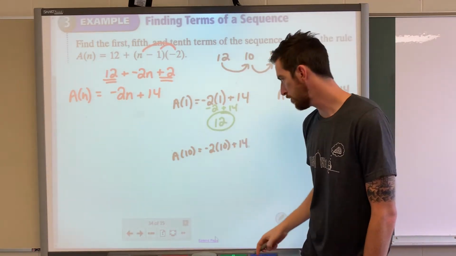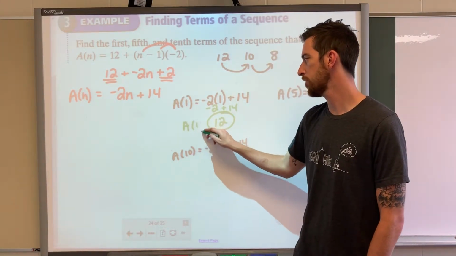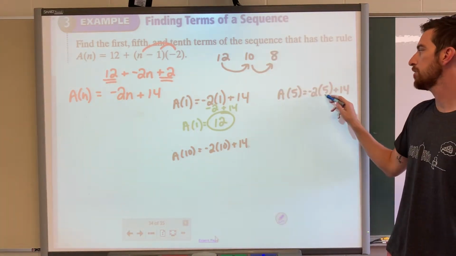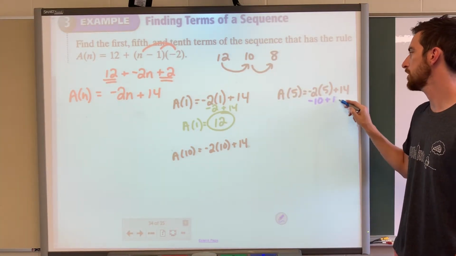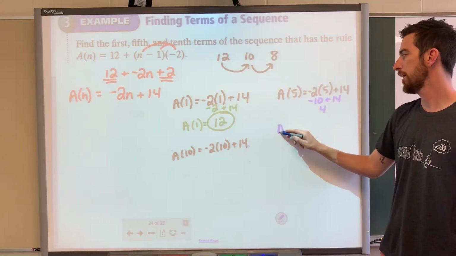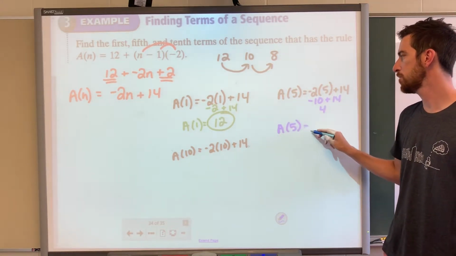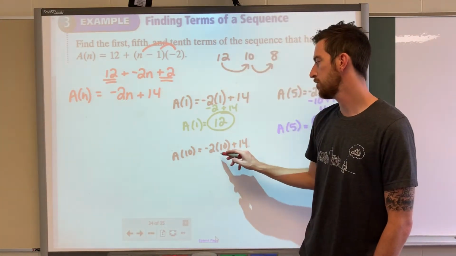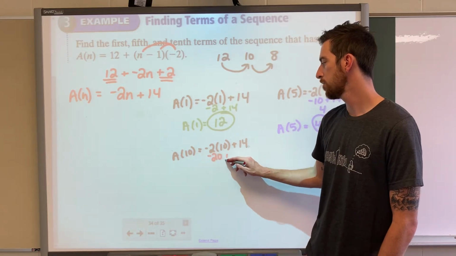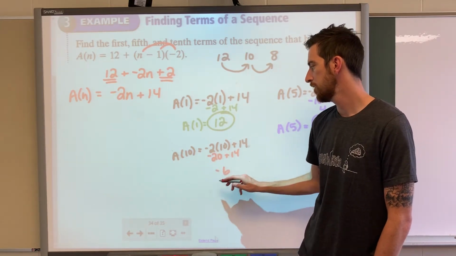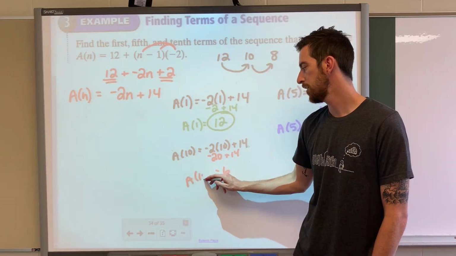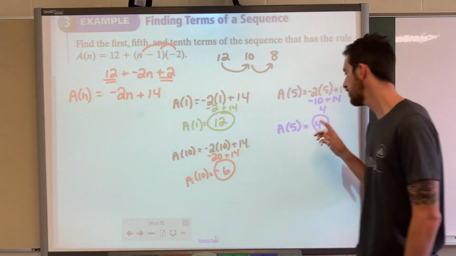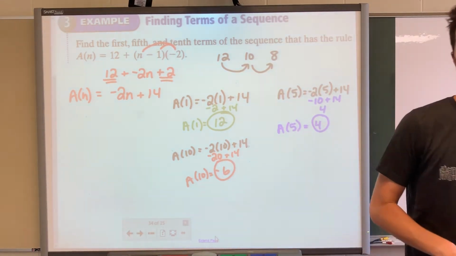All right, negative 2 times 1, negative 2, plus 14 is 12. So the first term would be 12, or we could say a of 1 is 12. Here, a of 5, negative 2 times 5 is negative 10, plus 14 is 4. So we have a of 5, the 5th term in the sequence was 4. And then the 10th term, negative 2 times 10 is negative 20, plus 14 is negative 6. So we have a of 10 equals negative 6. So our first term was 12, our 5th term was 4, our 10th term was negative 6.